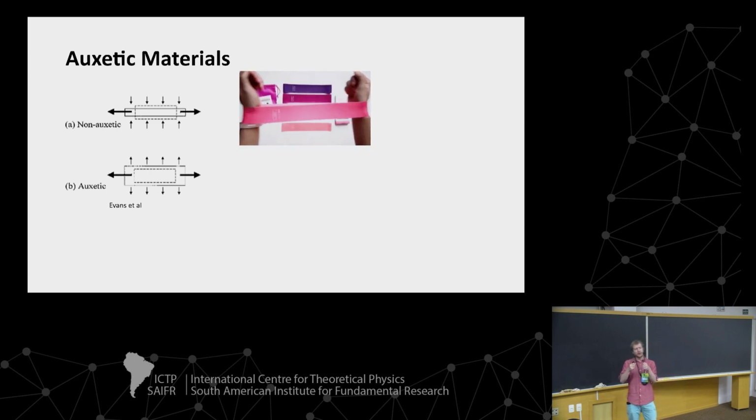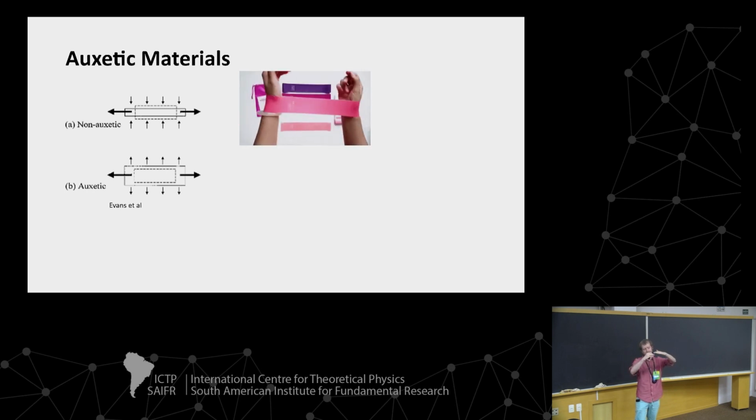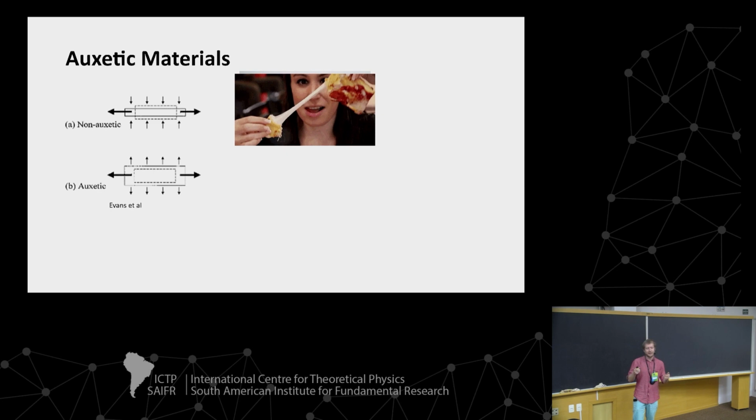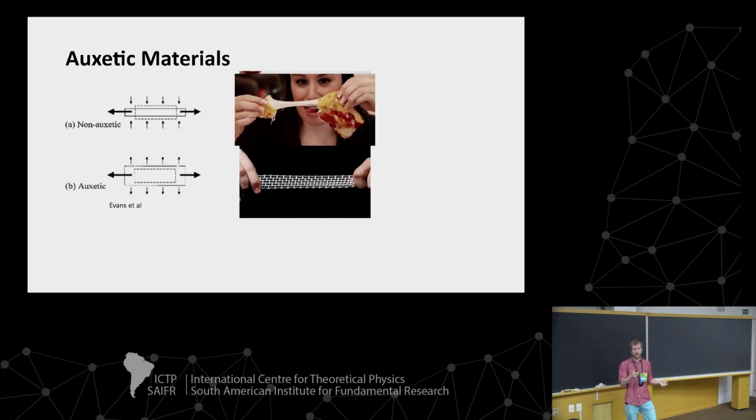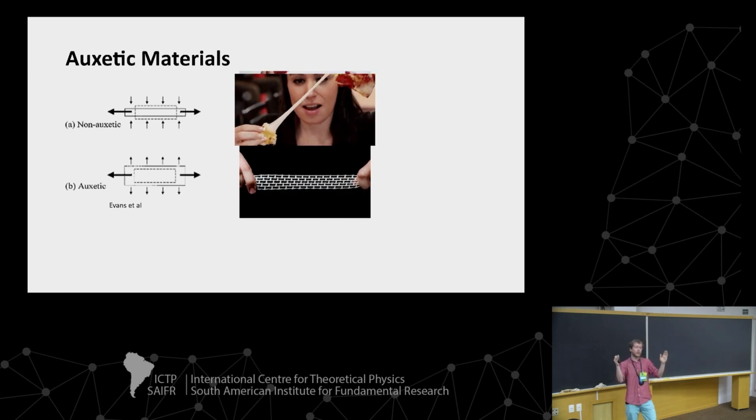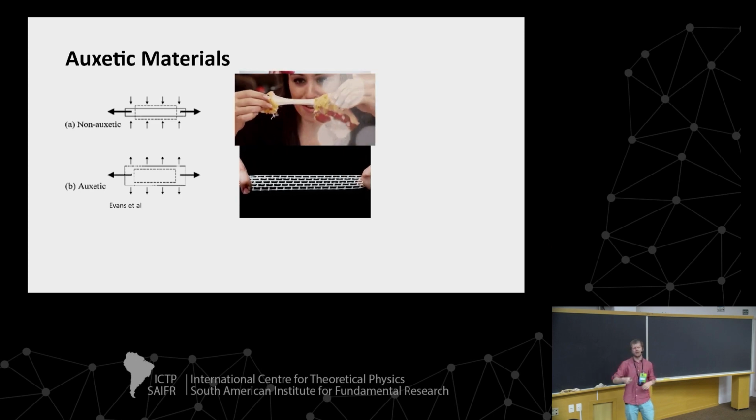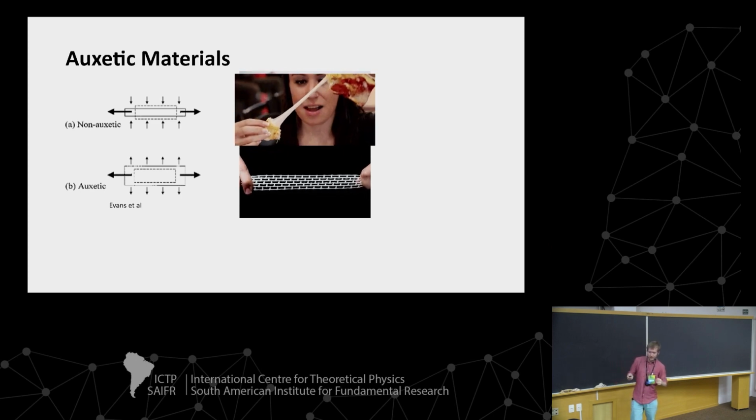So the best way to see them is to compare them against a common elastic material. You take any elastic material and you stretch it, it becomes thinner as you stretch it, as you can see in this rubber band or in pizza. But in contrast, auxetic materials, if you stretch them, they become thicker in the opposite direction. Or if you compress them, they become thinner in the opposite direction, which is quite weird.